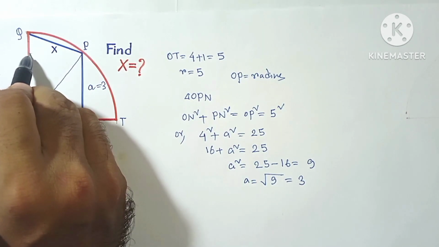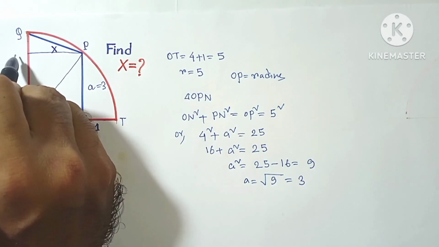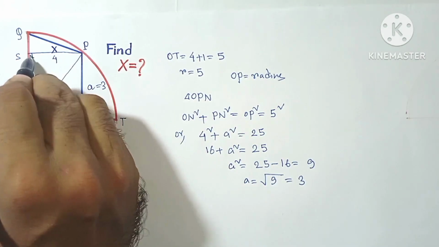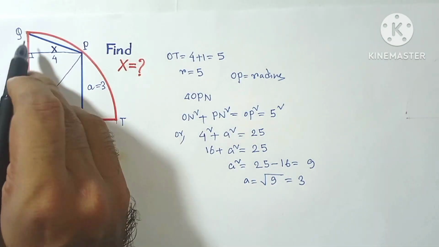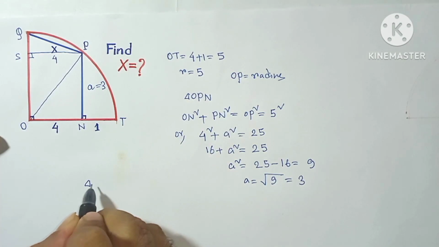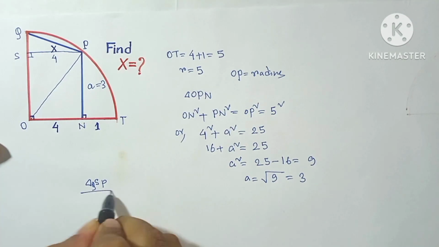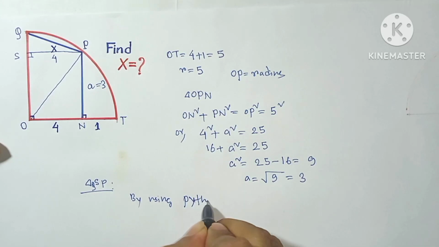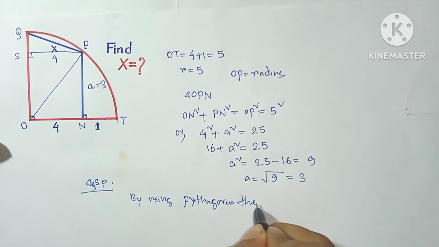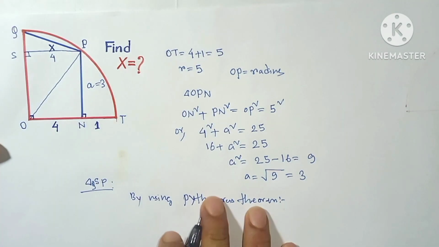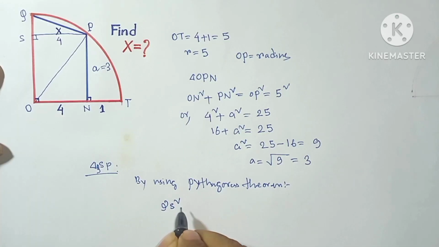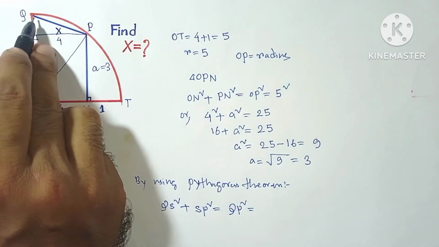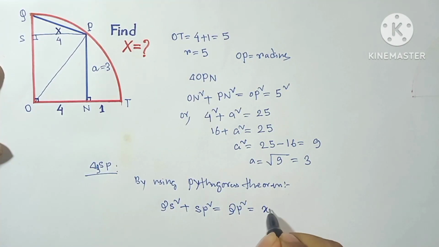Now draw a perpendicular line, let's say this PS. So this PS is equal to 4. Now look at this triangle QSP, by using the Pythagoras theorem. By using the Pythagoras theorem, we can write that QS squared plus SP squared is equal to QP squared, which is equal to x, and this is x squared.